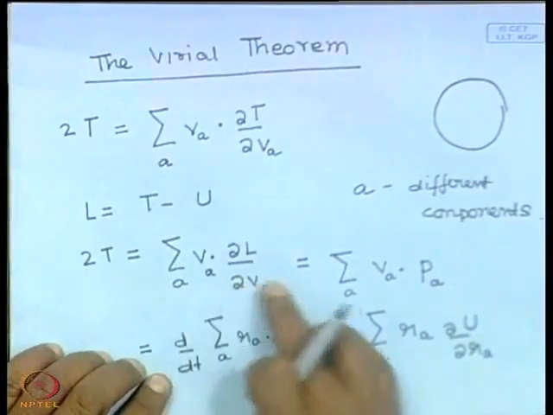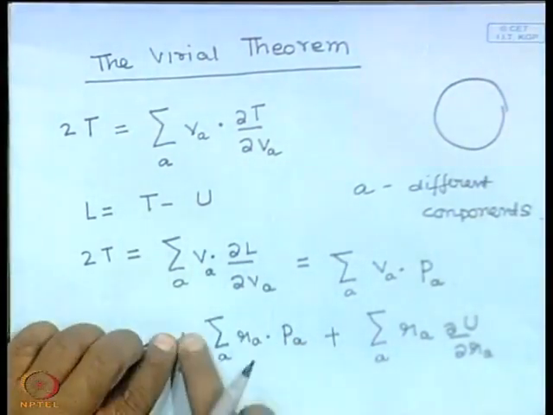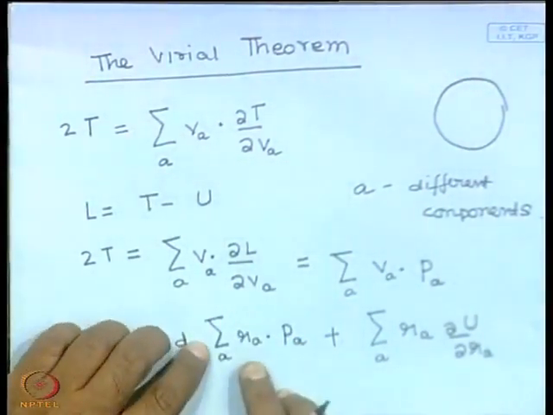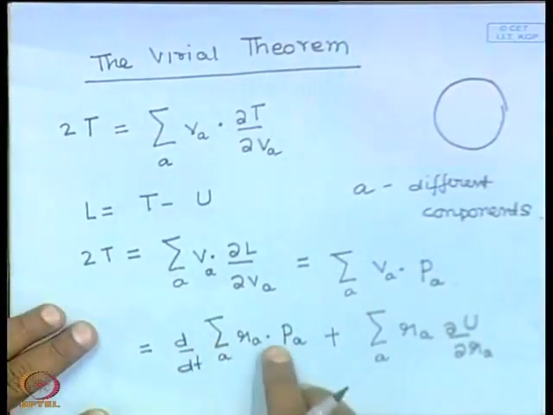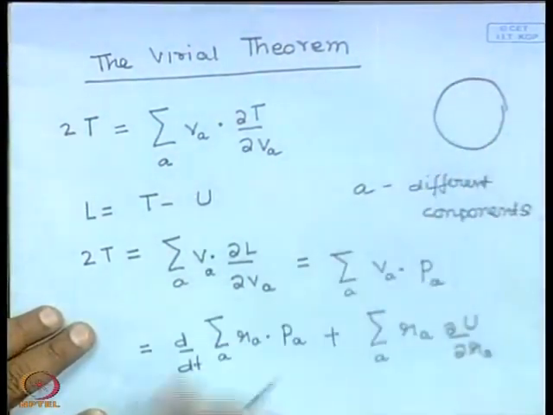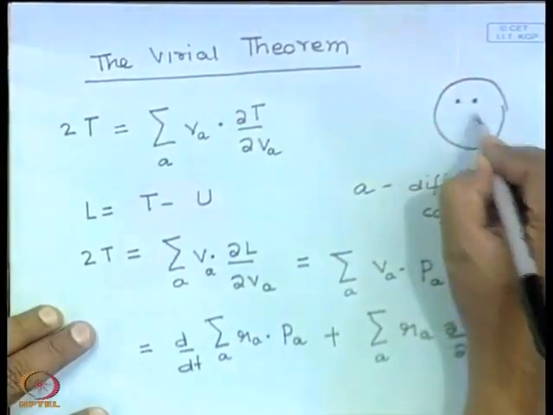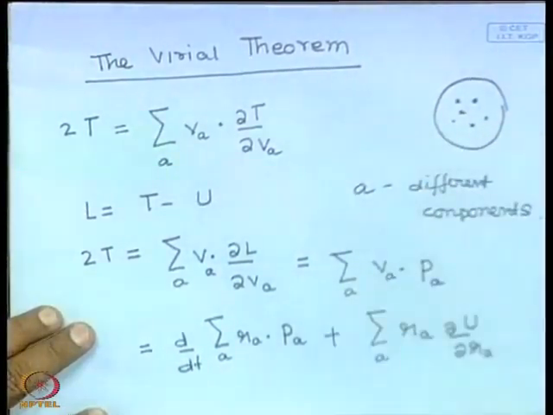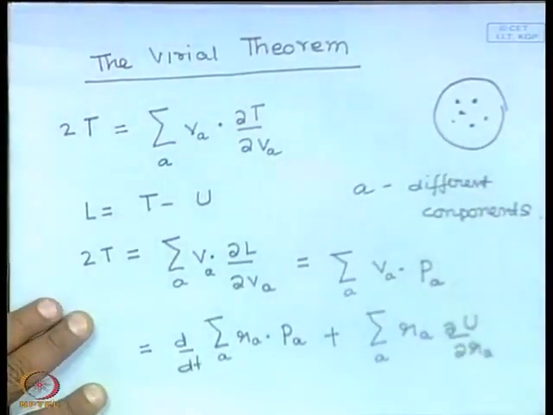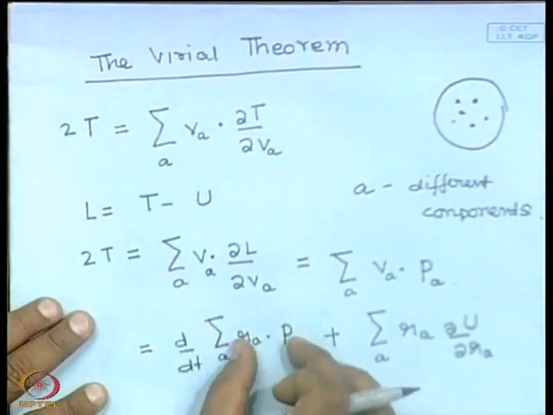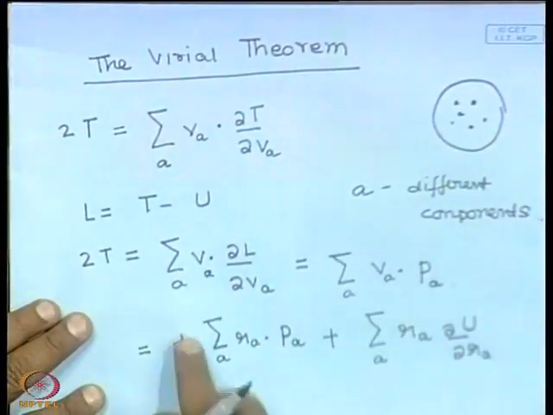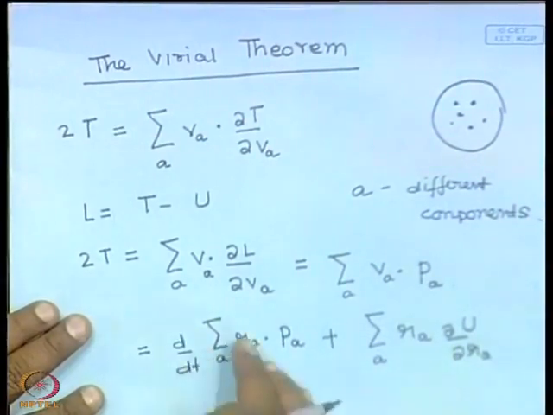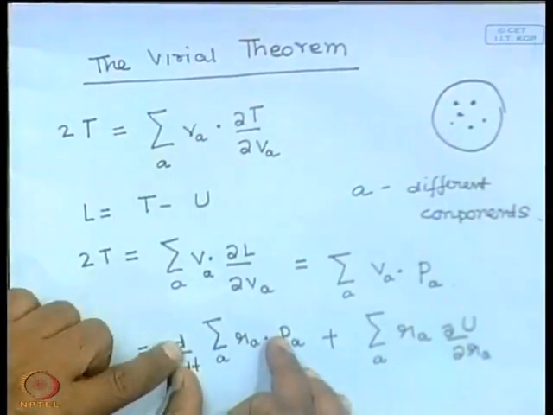Now this term is the total time derivative of this quantity, which is r into p, which is called the virial, the sum of r into p over all the components that make up my system. So I may have many particles. I have to calculate this quantity r into p for all of these particles and then sum over it, and then I have to take the time derivative of that. So I have to now find the time average of this.